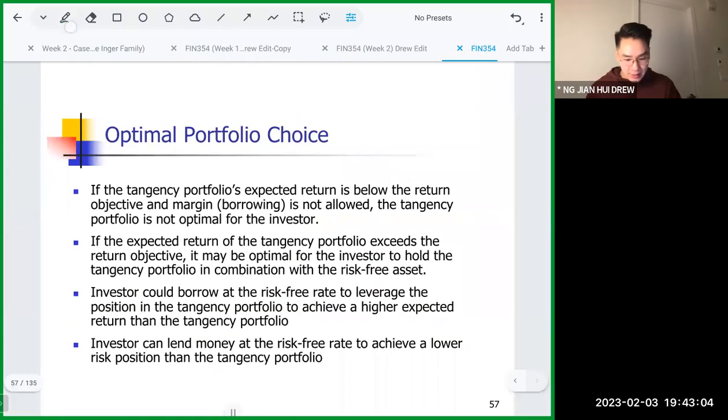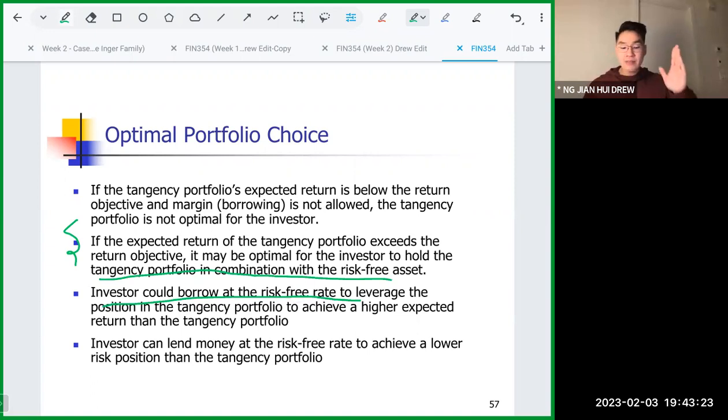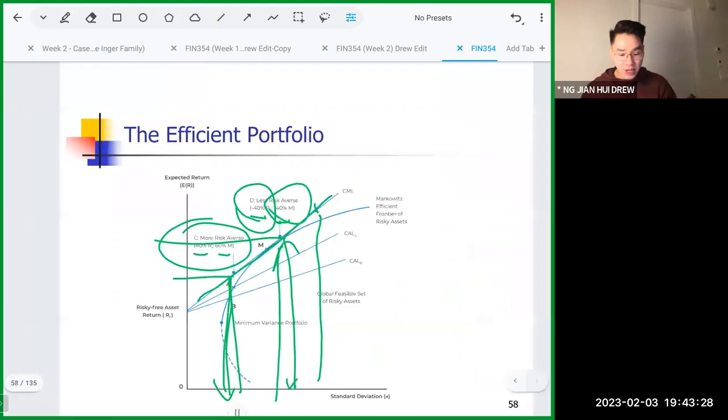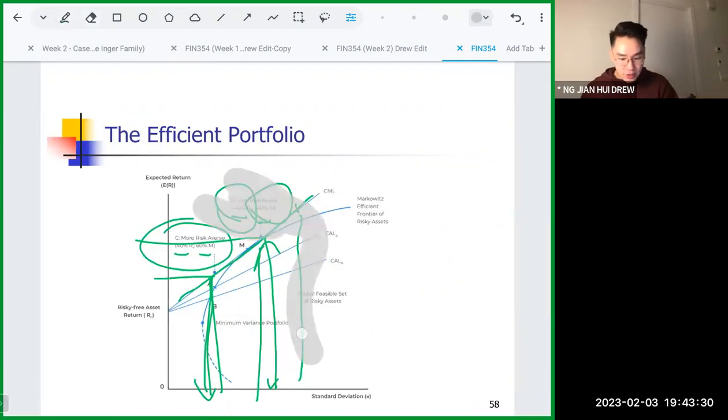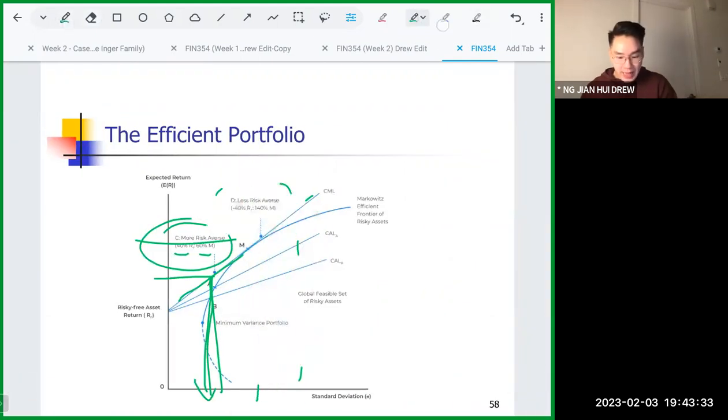I'm going to go back to this slide, which is basically what's explained here. So if the expected return of the tangent portfolio exceeds the return objective, it may be optimal for the investor to hold the tangent portfolio. Okay, fine. Now, the investor may borrow at the risk-free rate to take leverage, right? So that you can achieve a higher return on the tangency portfolio, which is what's happening here. You're taking leverage so that you can achieve a higher return at this point here, which is why a negative 40% means that you're taking leverage, all right?